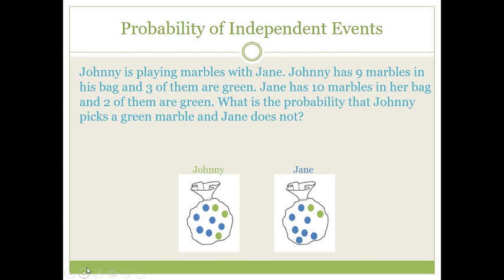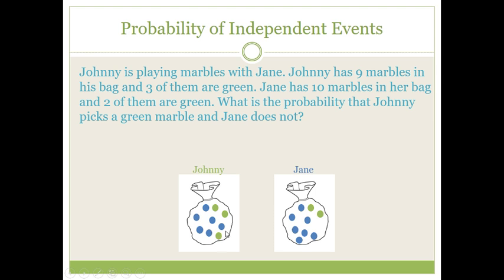All right, so you should have been trying to calculate the probabilities individually and then multiply them to find out the probability of one event and then the other event. So first let's talk about what the probability is that Johnny picks a green marble. Well, I'm looking at his bag here and I see that there are 1, 2, 3 green marbles. So the number of successful ways to get a green marble is 3.